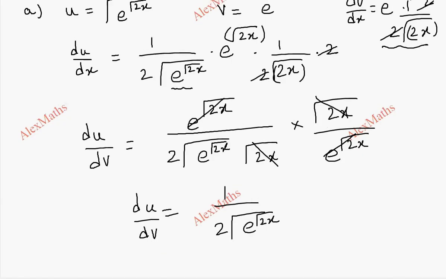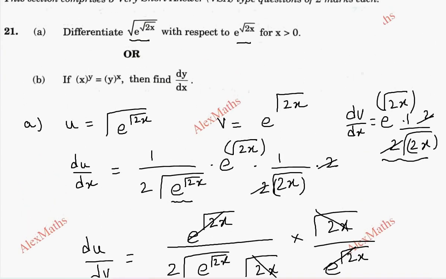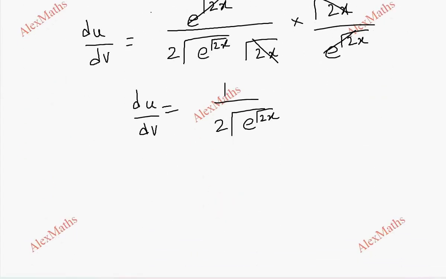Now coming to our question, that is x power y equal to y power x. Now they want dy by dx. Let's do it here.